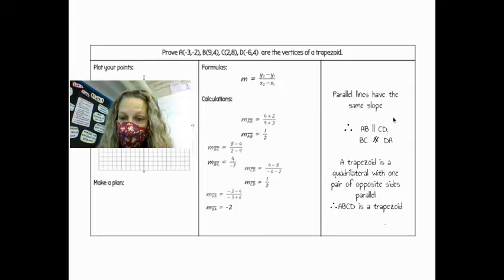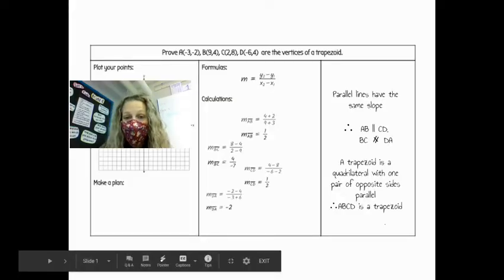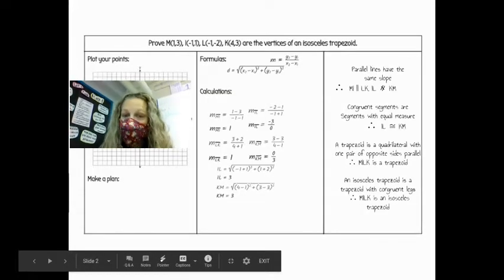So I've shown one set is parallel, one set is not. That makes it a trapezoid and not a parallelogram. Then I wrap up by saying a trapezoid is a quadrilateral with one pair of opposite sides parallel. Therefore, ABCD is a trapezoid. Pretty straightforward, a lot like our parallelogram proof.